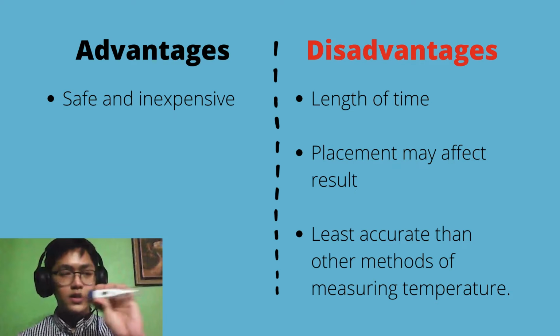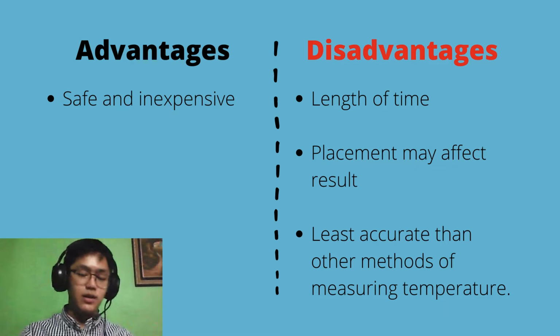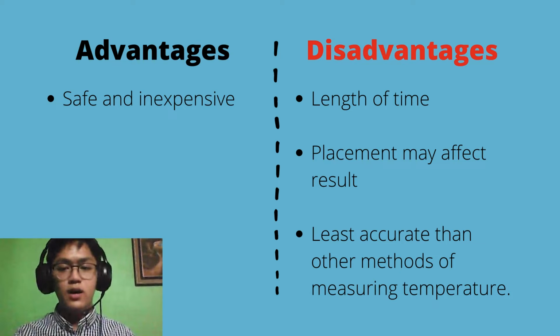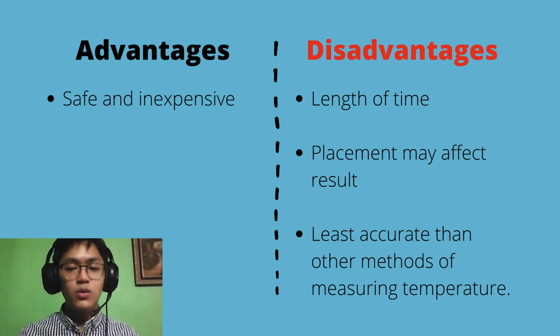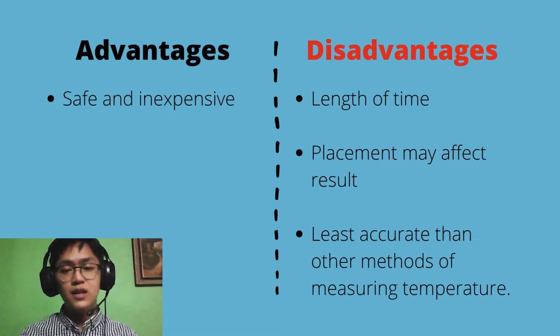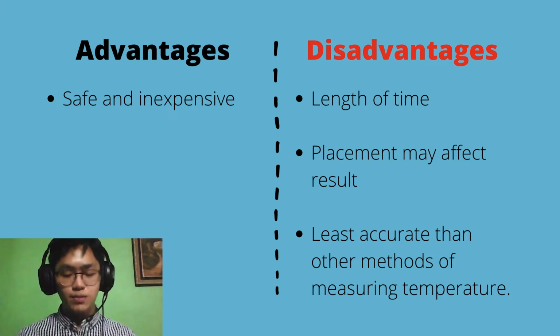When using this, there is the right position for it: at the middle of the armpit. And if you place it off, or if the one who is taking the body temperature fails to hold it in place, the result will be affected. And lastly, it is the least accurate type of measuring body temperature compared to the other methods.